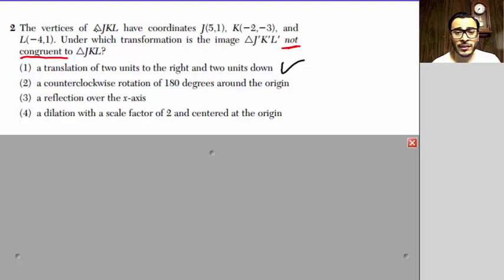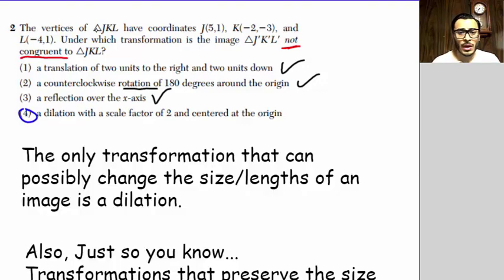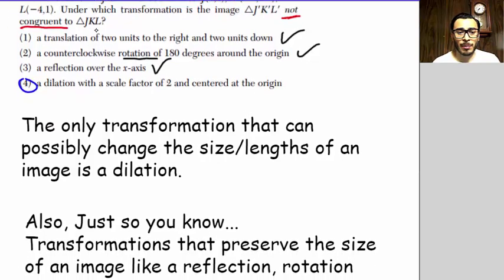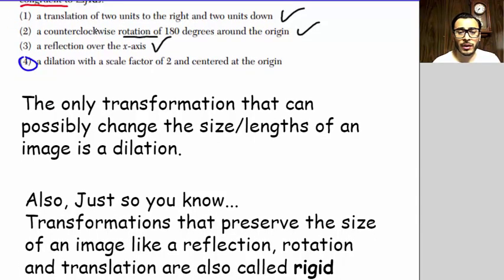Choice 2 has a rotation. Rotations also produce congruent images. And choice 3 has a reflection that will also produce a congruent image. And choice 4 will be the answer. The only transformation that can possibly change the size or the length of an image is a dilation. So that's why the answer is choice 4 here.